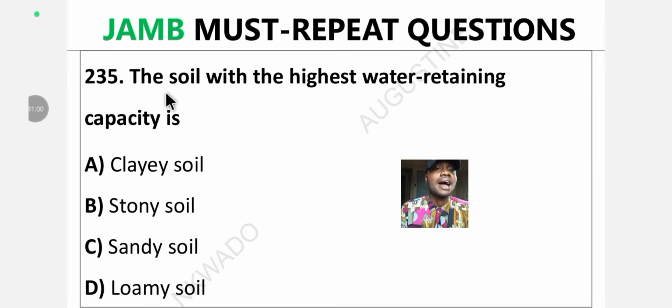Question 235. The soil with the highest water retaining capacity is what? A. Clayey soil. B. Stony soil. C. Sandy soil. D. Loamy soil. What's the answer? Please give me the answer in the comment section, my scholar. Don't disgrace me. This is so easy. Don't disgrace me at this point.